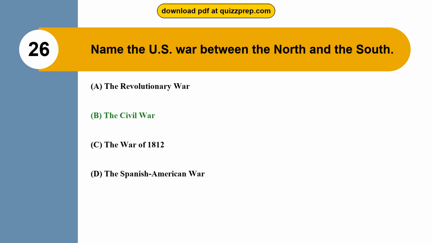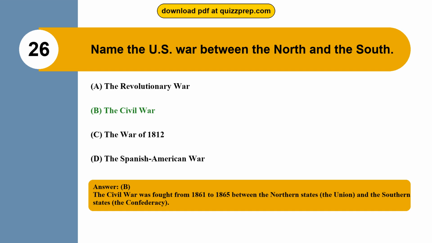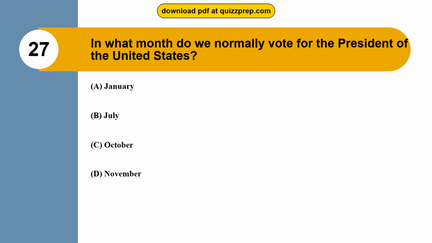The correct answer is option B, the Civil War. The Civil War was fought from 1861 to 1865 between the Northern states, the Union, and the Southern states, the Confederacy. Question 27. In what month do we normally vote for the President of the United States?